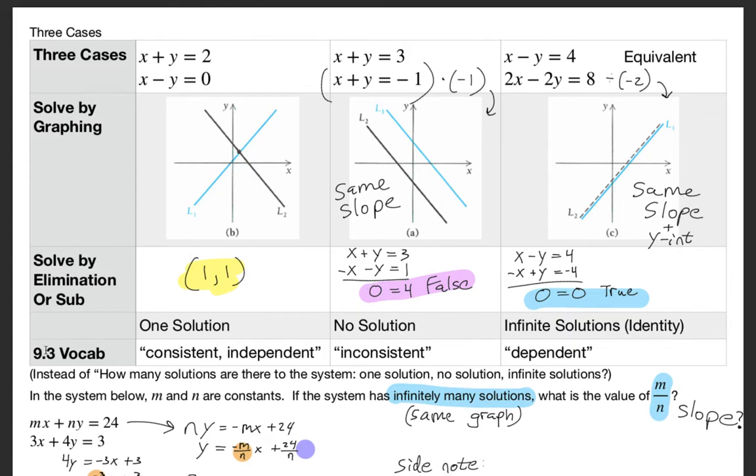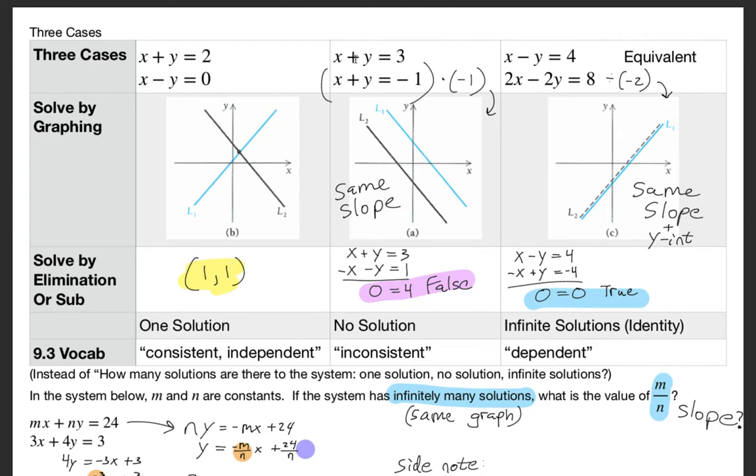Coming in chapter 9, section 3, we're going to start calling these something different. The vocabulary is going to be consistent and independent. Consistent because it has one or more solutions, independent because we had just as many equations as we needed. I'll talk more about that later, but just know it's coming.